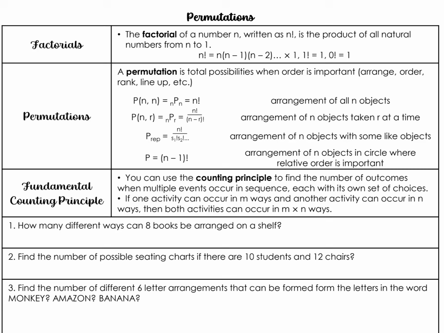In this video, we're going to go over permutations. We're going to start off with factorials. So what exactly is a factorial? Well, a factorial of a number, we're going to use the number n. We don't actually have a number there. It's going to be written as n factorial, which is just an n with an exclamation point.